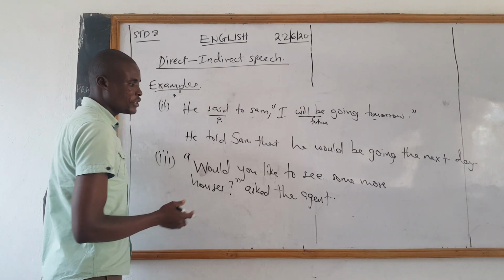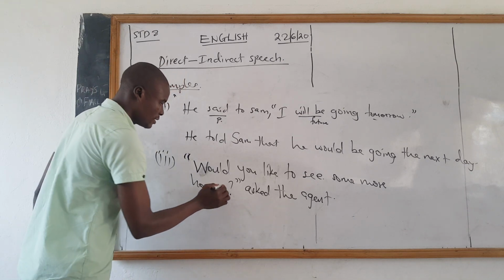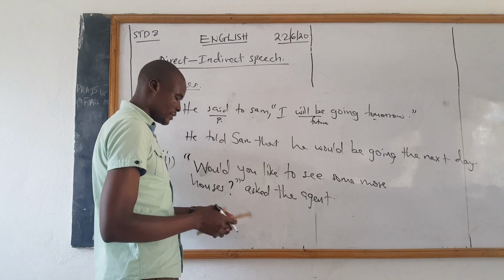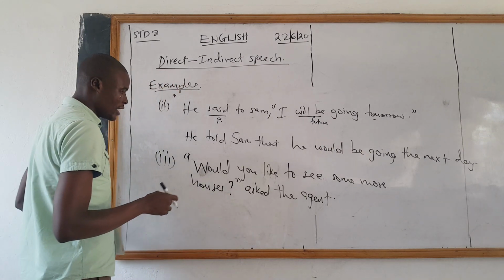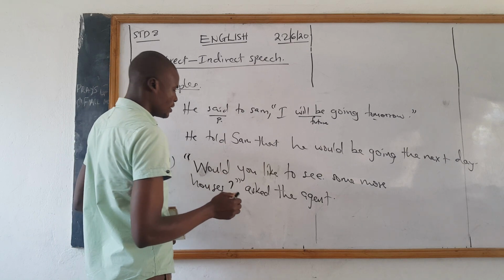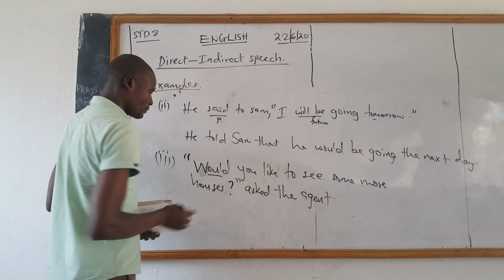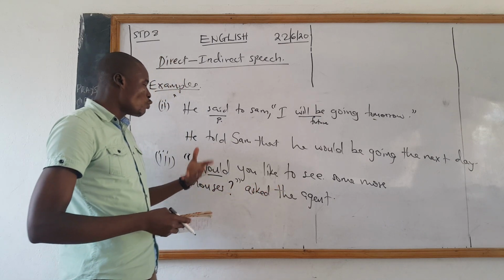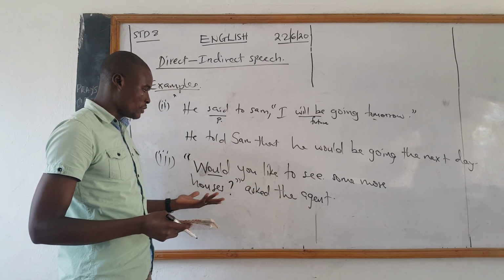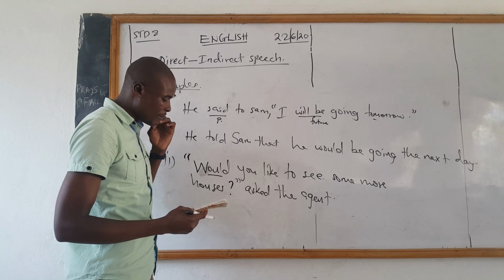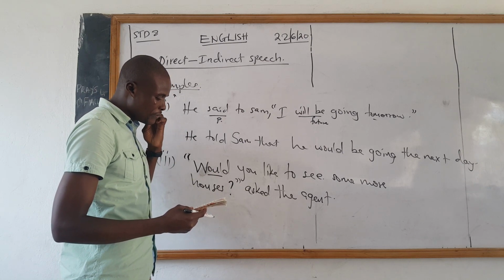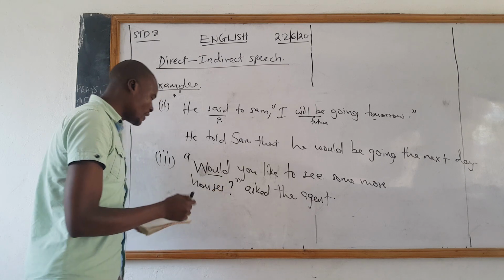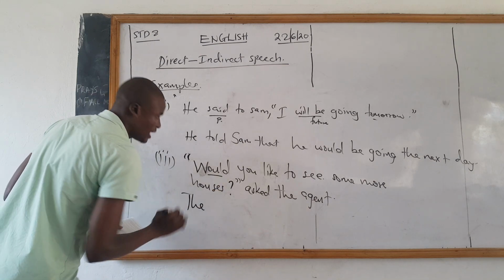So, would you like to see some more houses? Question mark. End of quote. Asked the agent. So that sentence, learner, if you realize how it is, would you like to see? Would here is just your possibility. We are just asking if you would wish to see the house or not. Asked the agent. So this one will come, learner, to be: the agent asked me whether I would like to see more houses. It is the agent who is asking.